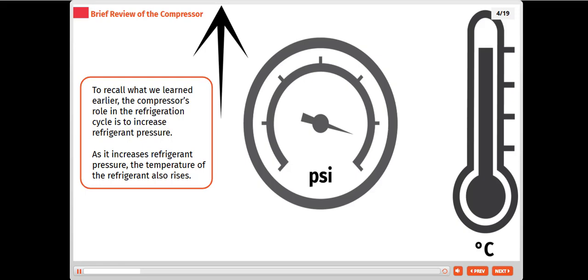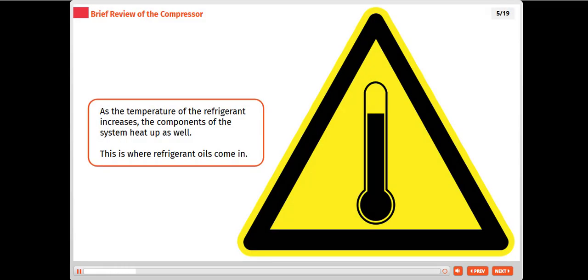To recall what we learned earlier, the compressor's role in the refrigeration cycle is to increase refrigerant pressure. As it increases refrigerant pressure, the temperature of the refrigerant also rises. As the temperature of the refrigerant increases, the components of the system heat up as well. This is where refrigerant oils come in.